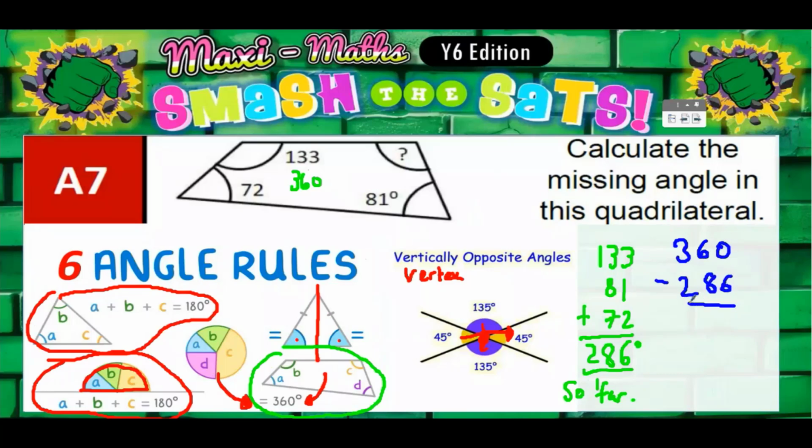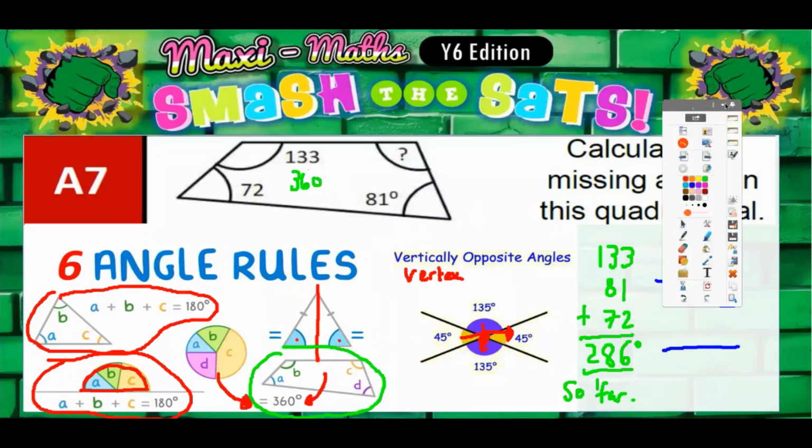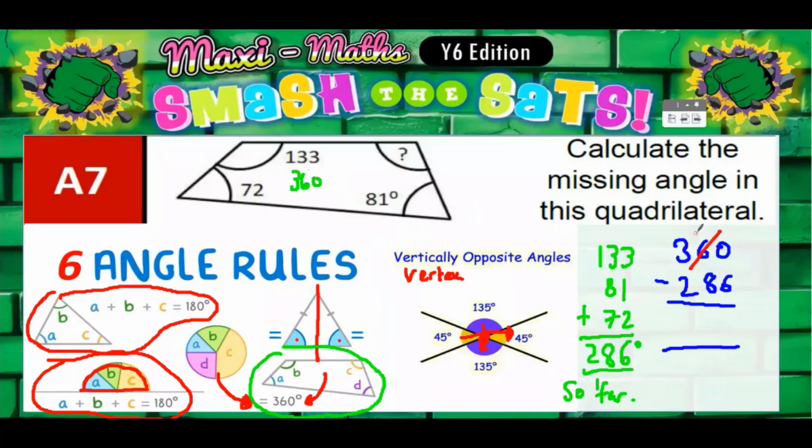So 286 off of 360, another column method. 0 take away 6 we can't do, so we borrow from the 6 and call it a 5. The 1 we borrow makes 10. 10 take away 6 is 4. 5 take away 8 we can't do, so we'll borrow. That becomes a 2, and the 5 turns into 15. 15 take away 8 is 7. 2 take away 2 is nothing. So we're down to 74 degrees.